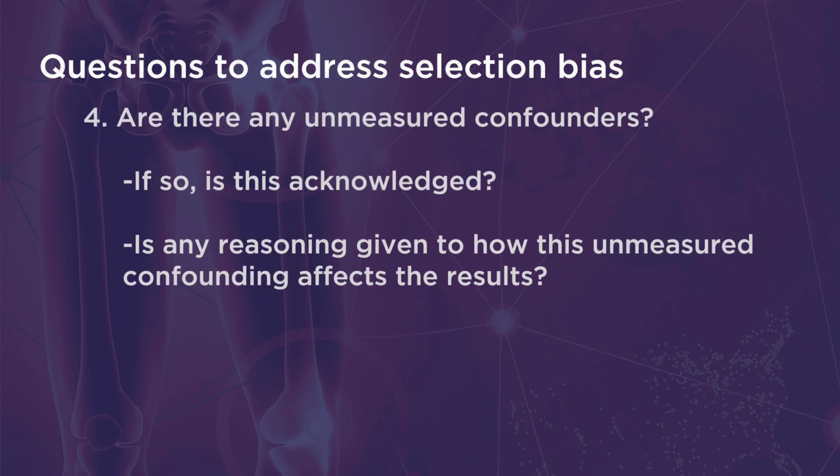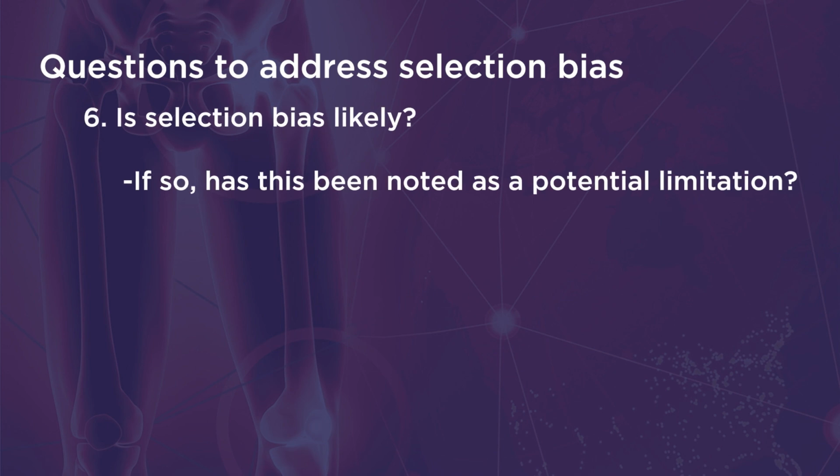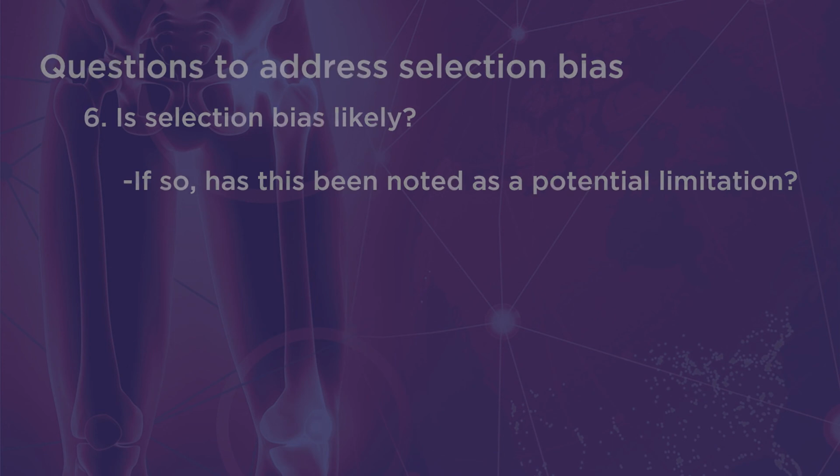4. Are there any unmeasured confounders? If so, is this acknowledged? Is any reasoning given to how this unmeasured confounding affects the results? 5. Are any post-treatment variables, in other words, mediators, used as adjusters in the analysis? If so, is mediation analysis the goal of the study? 6. Is selection bias likely? If so, has this been noted as a potential limitation?